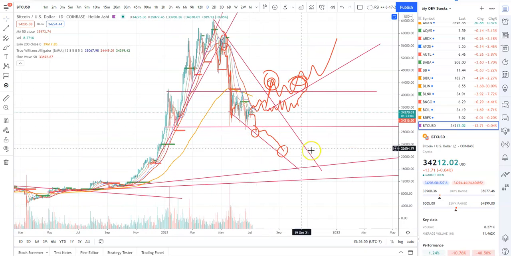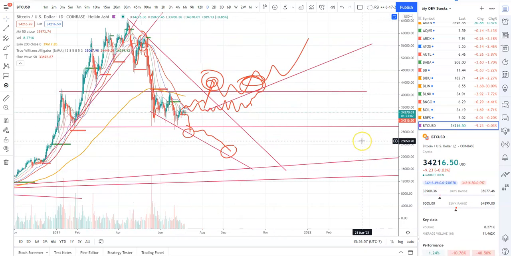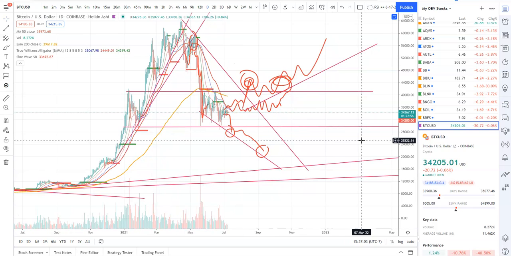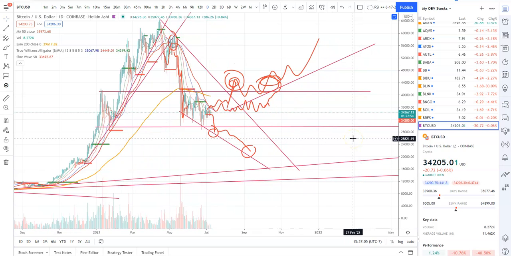That's everything Bitcoin. I'll do another video on proxies I use for Bitcoin, like Mara, Riot, stuff like that, maybe in the next couple days. And I think I'm going to do a chart on Ethereum as well. So look for that.